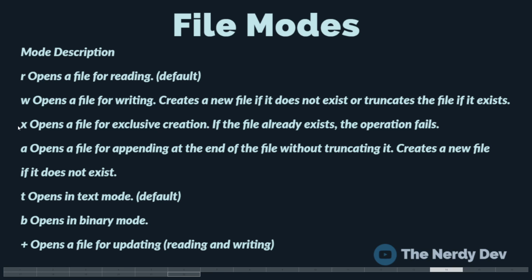Then we have T, which opens the file in text mode. Then we have B, opening the file in binary mode. And then we have plus, which opens the file for updating, reading and writing. So now we know what file modes are. Let us go back to our editor and see how we can open the file.